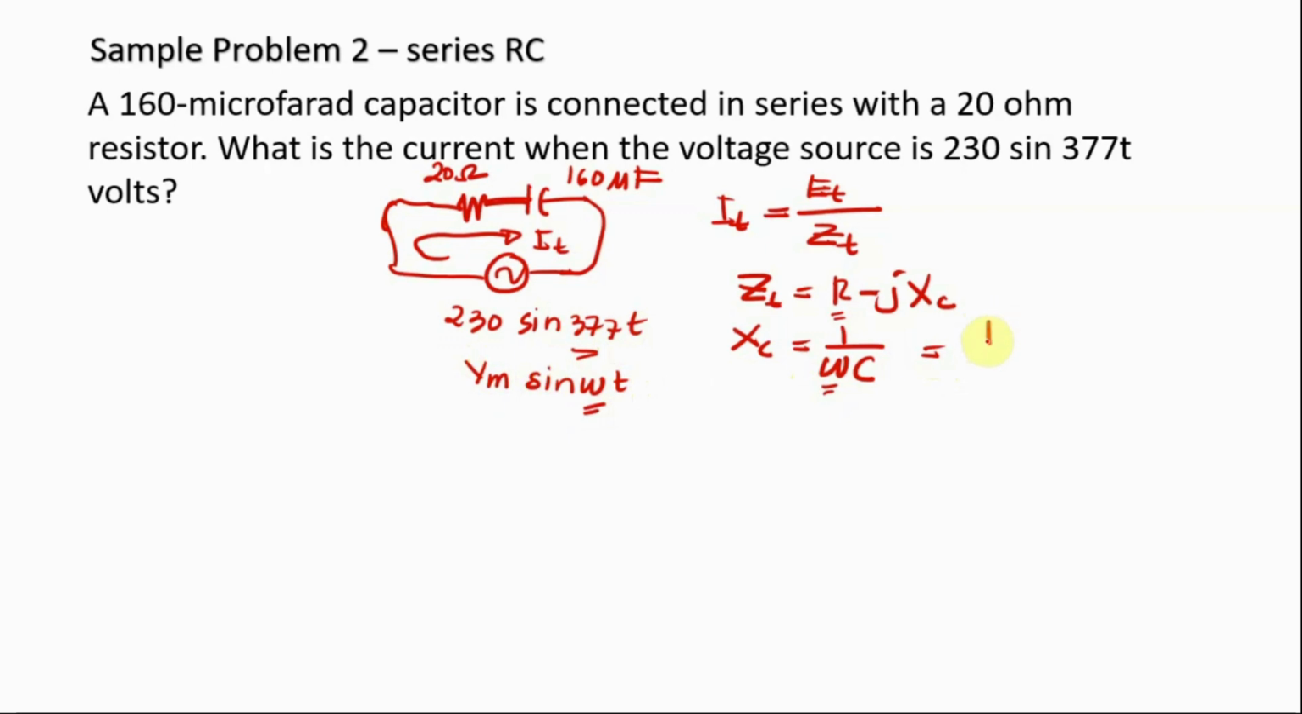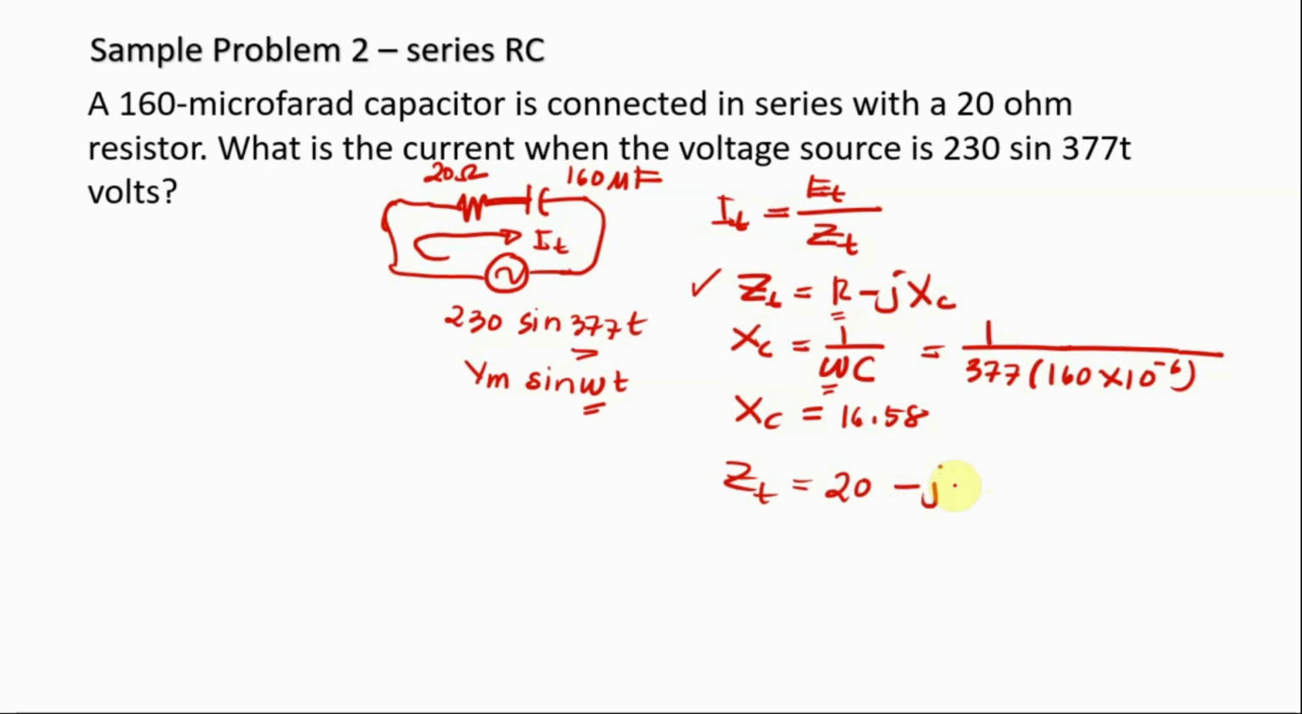So we just substitute it here. Omega is 377. Our C, or the capacitor, is 160 microfarad, so I multiply this by 10 to the negative 6 to convert it to farad. Now, if you have your calculator with you, you can right away solve for X sub C as 16.58. Now, using this format, your Z sub T is 20 minus j 16.58.